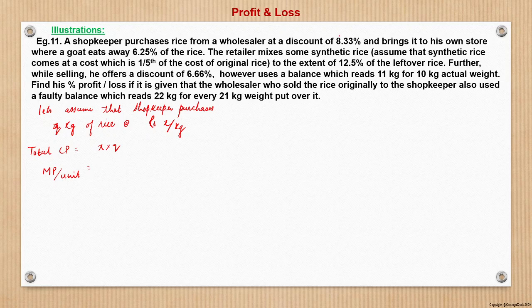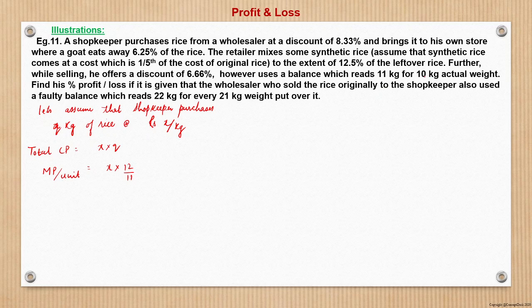X is the cost price after a discount of 8.33%. 8.33% means 1 by 12. So 11 by 12 of the mark price has given X. So mark price will be X into 12 by 11. Right.